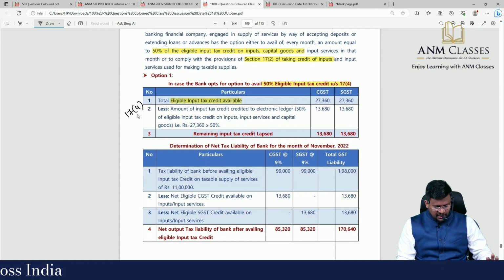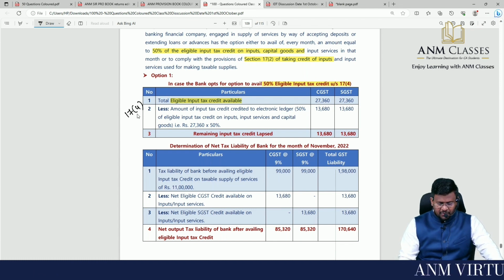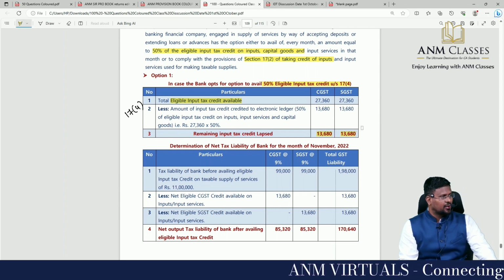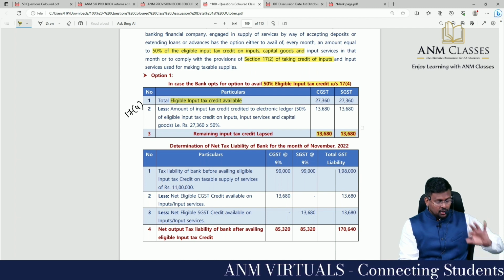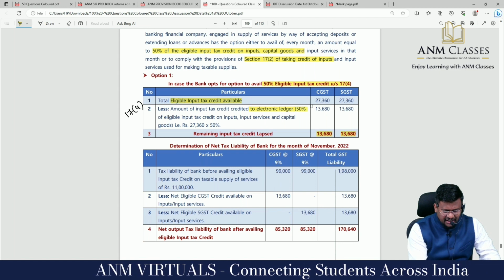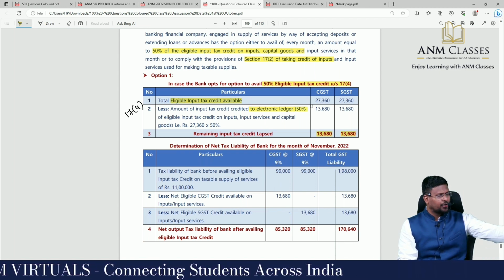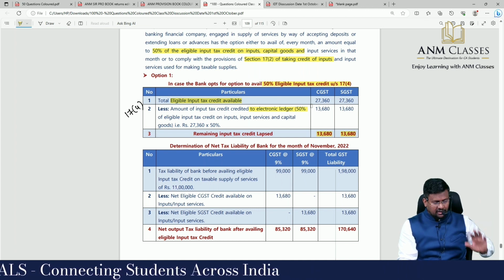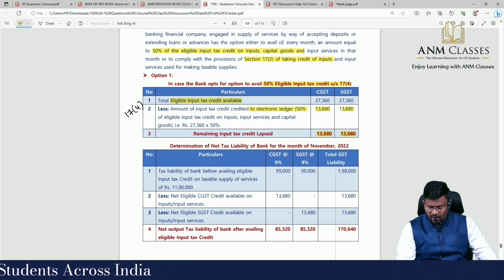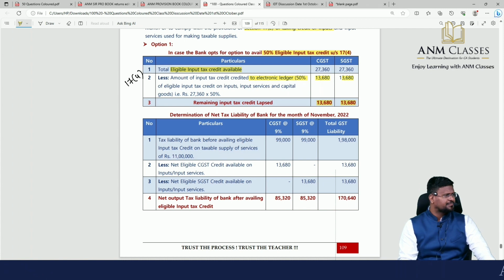That means, sir, 27,360 divided by 2 gives 13,680 and 13,680 will be lapsed. So, eligible input tax, amount of input tax credited to the electronic ledger, ECL. I take 50%, that is 13,680 and 13,680. Sir, the bank's turnover comprises both taxable and exempted.